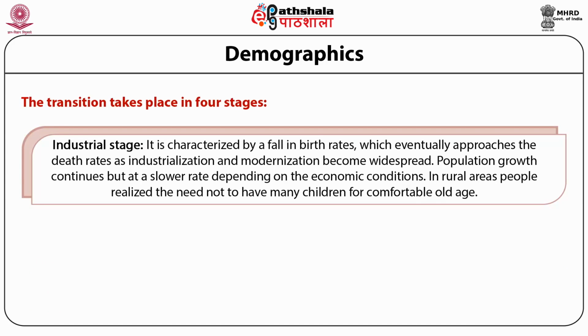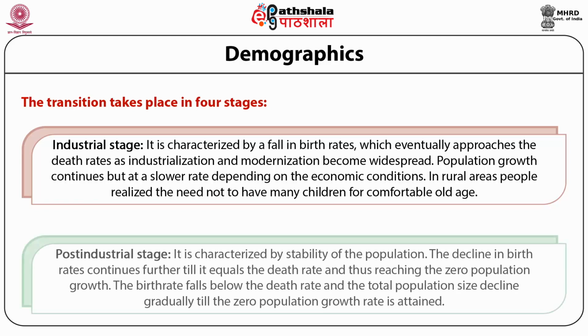The third stage is the industrial stage. It is characterized by fall in birth rates which eventually approaches the death rates as industrialization and modernization become widespread. Population growth continues but at a slower rate depending on the economic conditions. In rural areas, people realized the need not to have many children for comfortable old age.